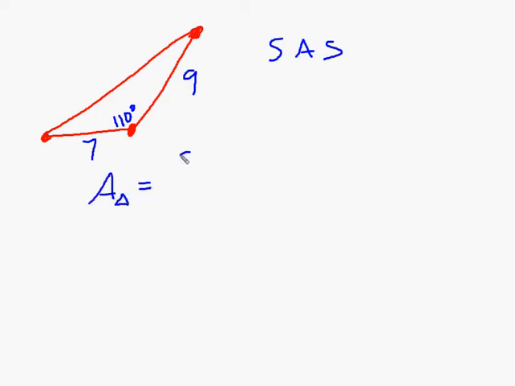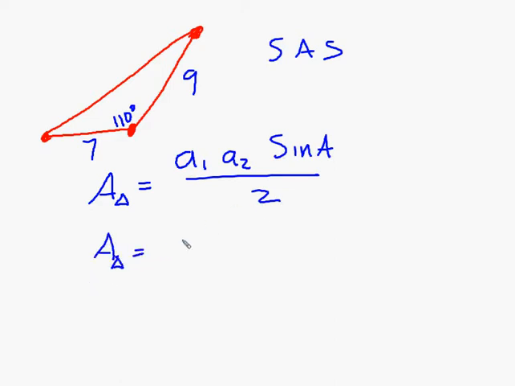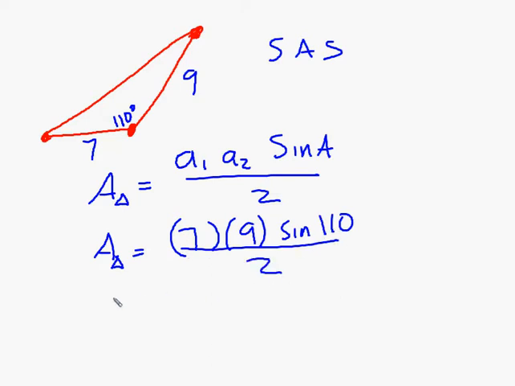All right, area of a triangle. Okay, A1, A2, sine of the angle between them, which is what we just went over. Okay. Side 1 is 7, side 2 is 9, and the angle between them is 110, all divided by 2. What do we get for our final answer? 29.6. Say again? 29.6.